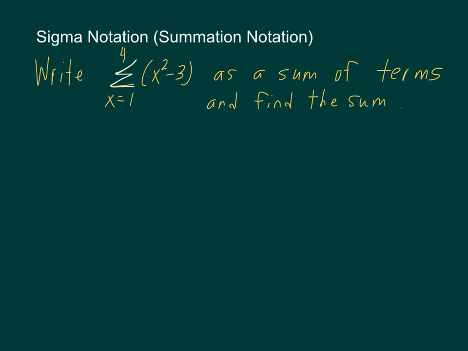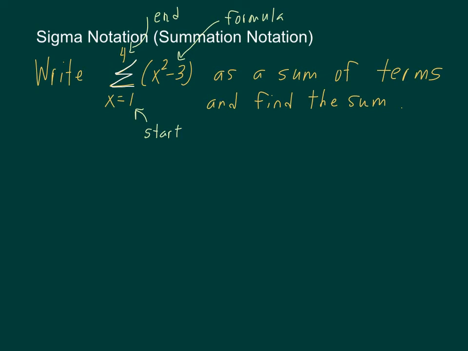And we're looking to write what you see there as a sum of terms, and then we want to find the sum. Please make note that this value down at the bottom is our start, and the value you see here at the top is your end. And whatever comes after it is the formula that you're going to plug into. So our formula is x squared minus 3. We're first going to plug in 1, and then 2, and then 3, and then 4, and 4 is where we are going to end because that's the top number that you see. So we're only going to be plugging in integer values.